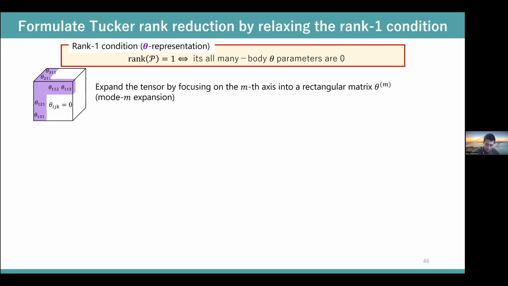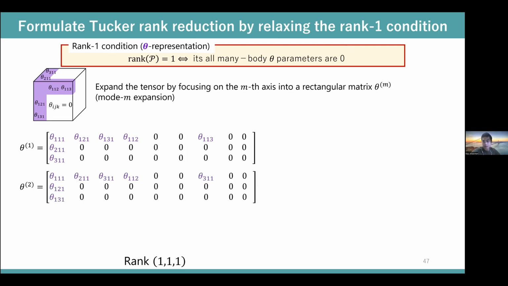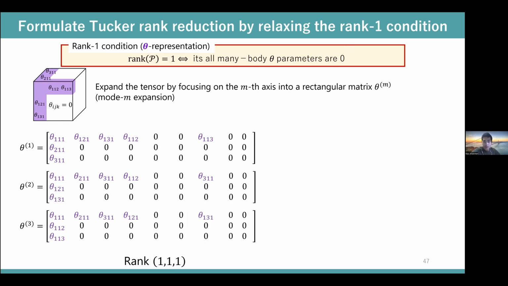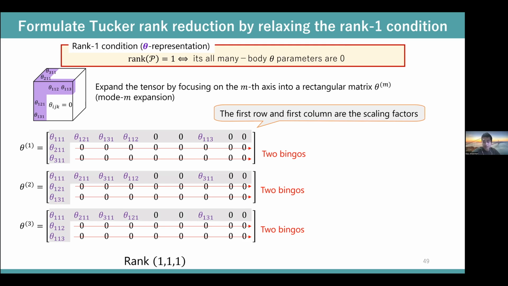Let's do more expansion of the theta representation, focusing on each axial direction. This is mode 1 expansion, mode 2 expansion, and this is mode 3 expansion. In these matrices, a row of zeros is expected for the first row and the first column. We call these sequences of zeros a bingo. When the rank of the tensor is 1, one row is a constant multiple of the other rows. The first row and the first column have a special meaning because they are scaling factors.